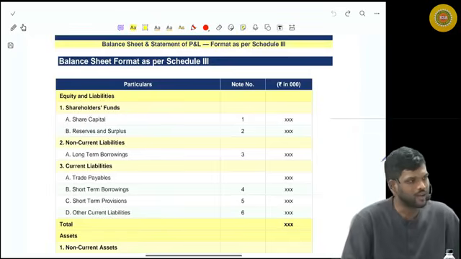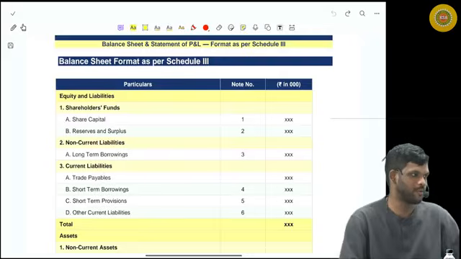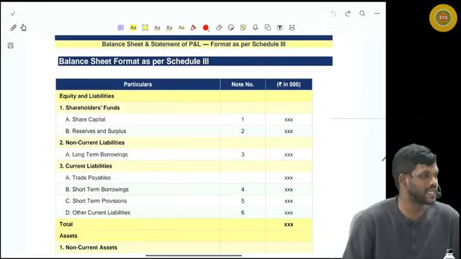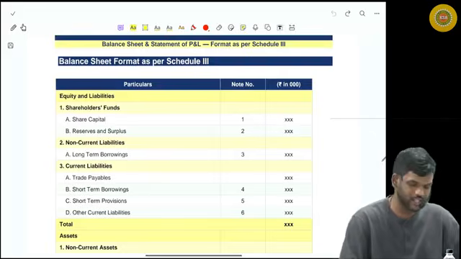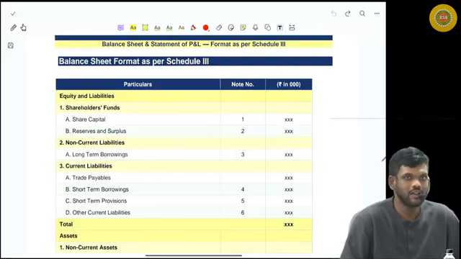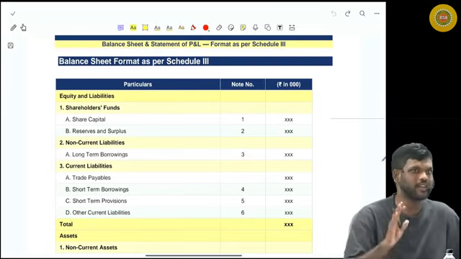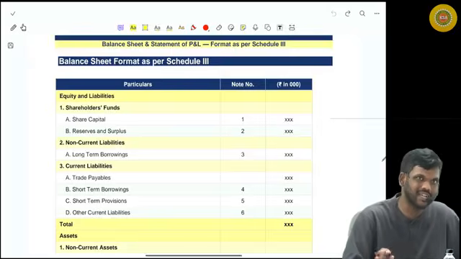Yes, slightly accounting intelligence is also required to prepare a proper balance sheet and P&L. But in my view, what is more important is complying with the format given in Schedule 3. So first, we will go through the format of balance sheet and P&L as given in Schedule 3. We will understand each and every line item first.